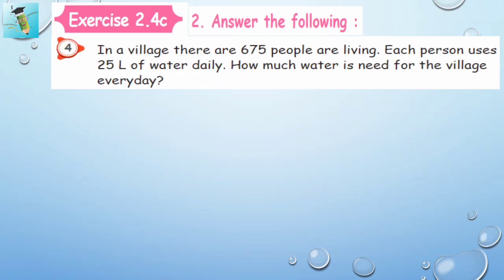In a village, there are 675 people living. Each person uses 25 liters of water daily. How much water is needed for the village every day?